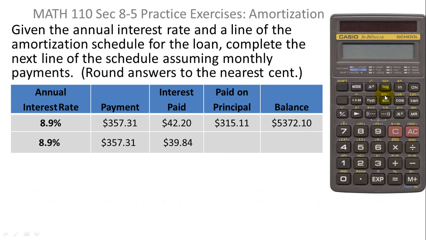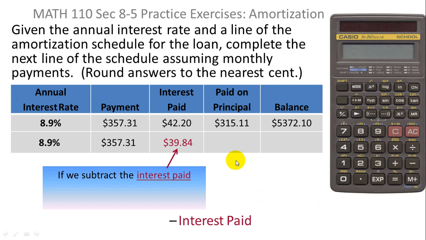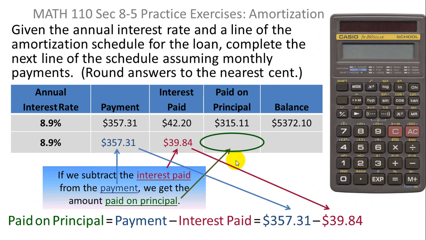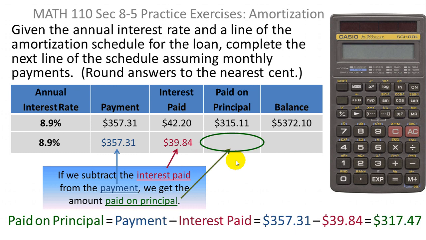Now we want to get the amount paid on principal. Well, we talked about this a little earlier. These two quantities always add up to the total payment. So conversely, if we take the interest paid away from the monthly payment, we'll get the paid on principal amount. So again, subtract the interest paid from the amount of the payment, and that gives you how much you paid on principal. So let's carry that out. That's 357.31 minus 39.84, and that comes out to $317.47, and that goes into the column for paid on principal.